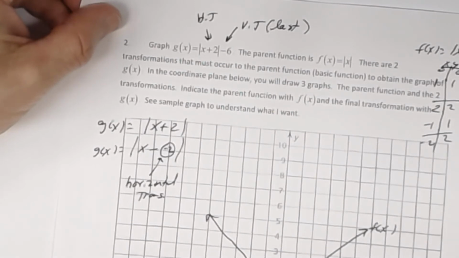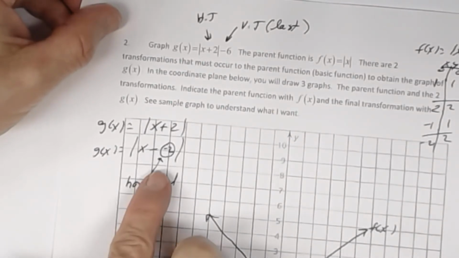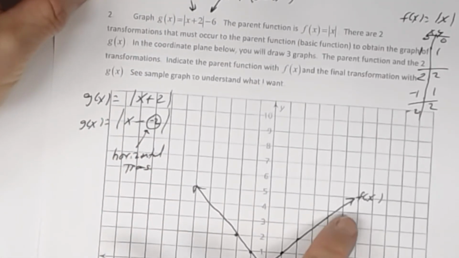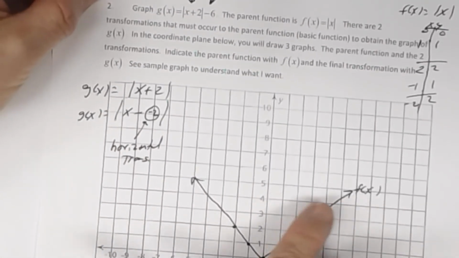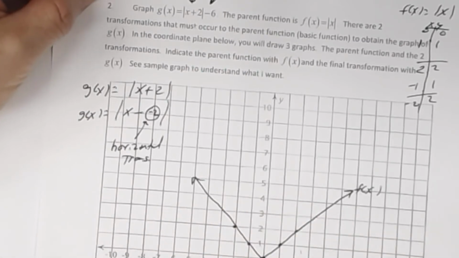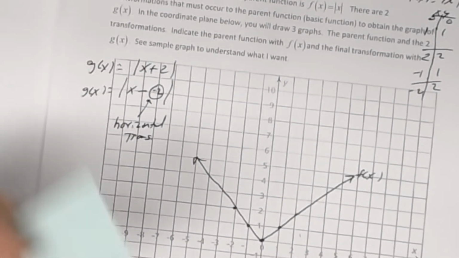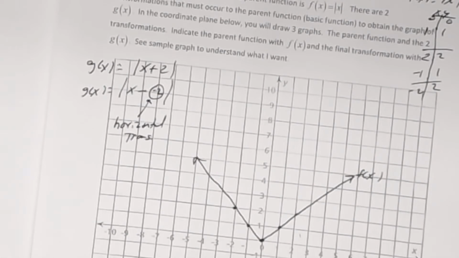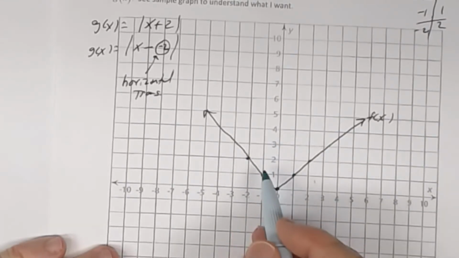Okay. So what that means then is that I'm going to shift the function f of x, my parent function, to the left 2 units. That's what that means. So I'm going to shift it to the left 2 units. So let's go ahead and do that. So every point on that graph of my parent function, I'm going to shift to the left 2 units.